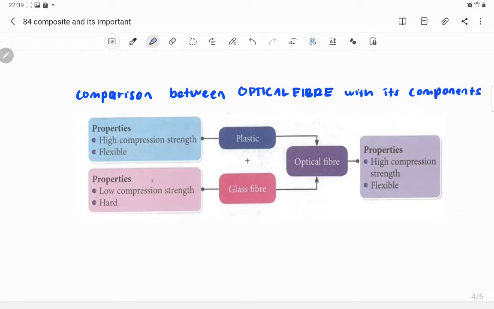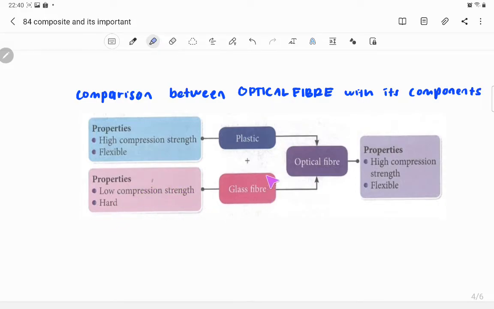Okay, so for optical fiber ni, optical fiber has high compression strength, although the original component that is glass fiber is brittle. Okay, so yang ini pun dia lebih kurang sama seperti yang atas tadi, right? Okay, where plastic, okay, kalau tengok dia punya properties high compression strength and also flexible. And then for glass fiber, low compression strength but hard.